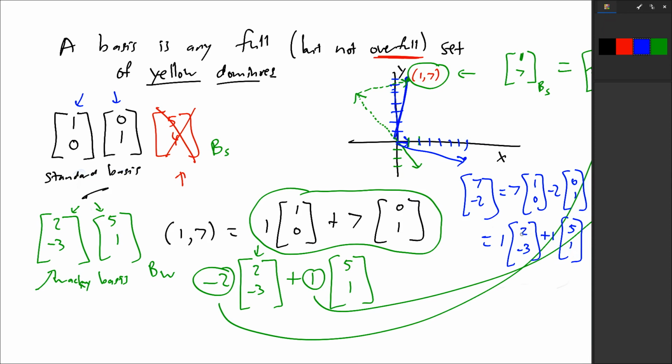And so if I go 1 in this direction here, and then I go 1 in this direction here, we do in fact get to the same point, 7, comma, negative 2, right? So again, we end up with the fact that 7, comma, negative 2 in the standard basis is the same as 1, 1 in the wacky basis.